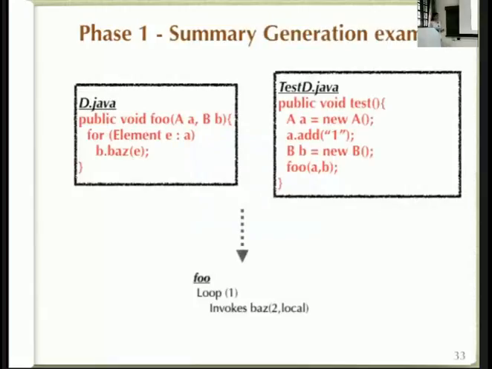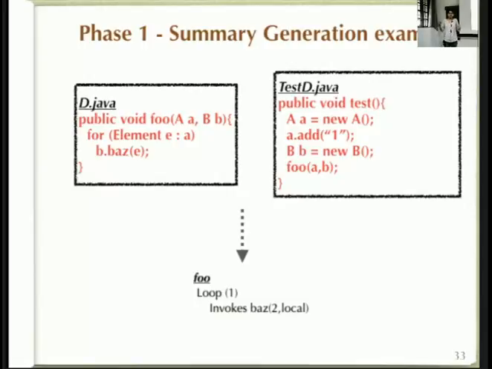Again, a small example. There is this class called D.java. It has a method foo which takes two parameters, an instance of A and an instance of B. It is iterating over the elements of A, and then it is invoking a bar function with A and B as parameters. So how will the test for this class look? There is some random test which is creating an instance of A, adding some elements to A, then creating an instance of B, and then invoking foo with these instances. So the point is, when I'm executing this test, I'm going to monitor the execution.